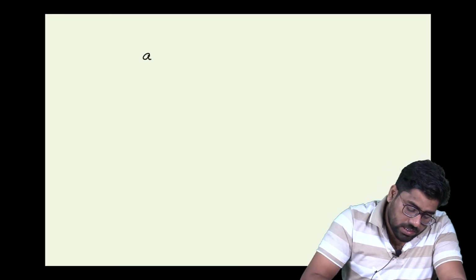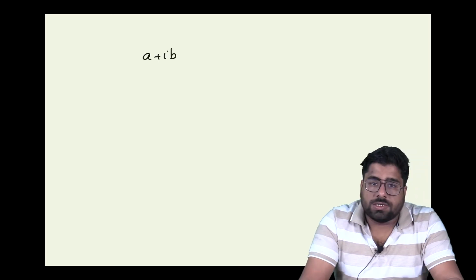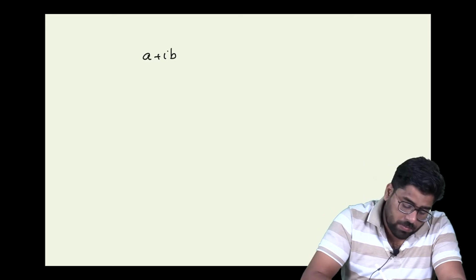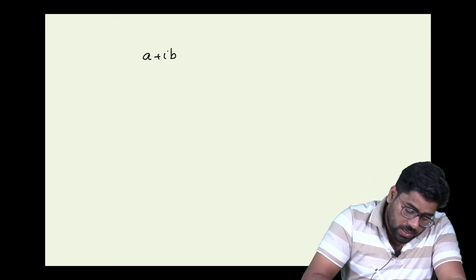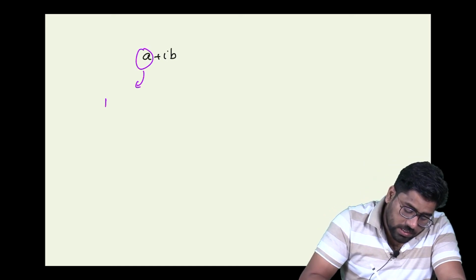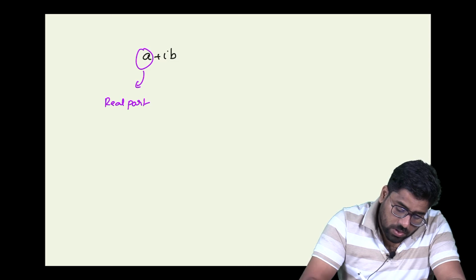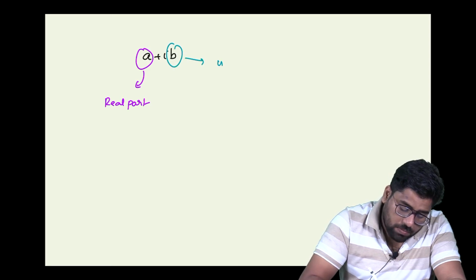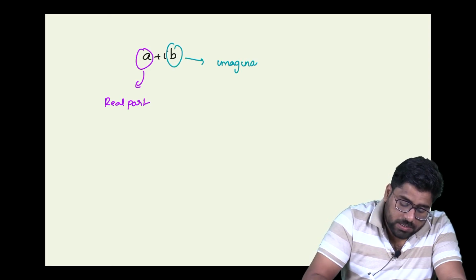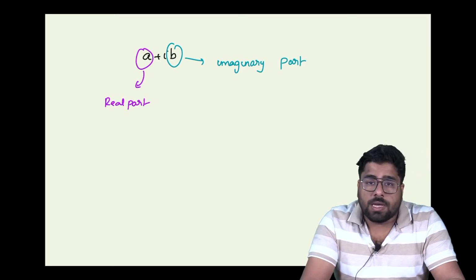Complex numbers are generally written in the standard form A plus IB, in which A is called the real part, and B is called the imaginary part. So what do you mean by this real part and imaginary part?